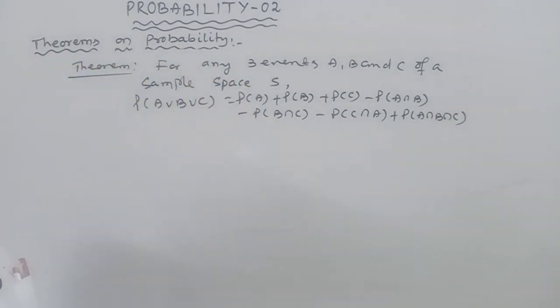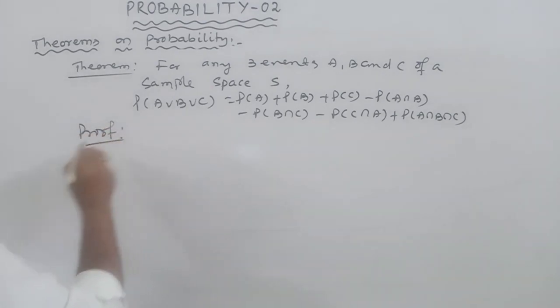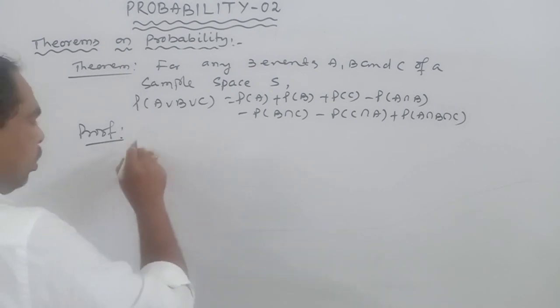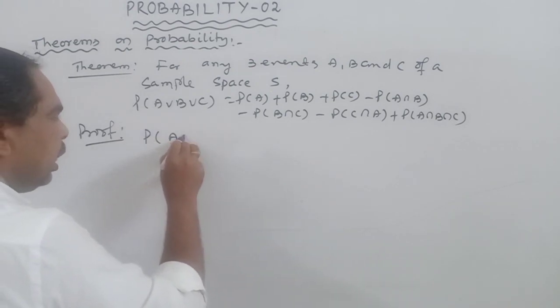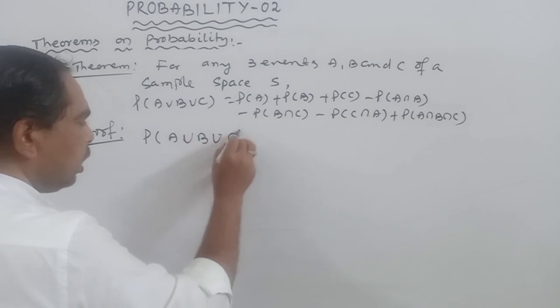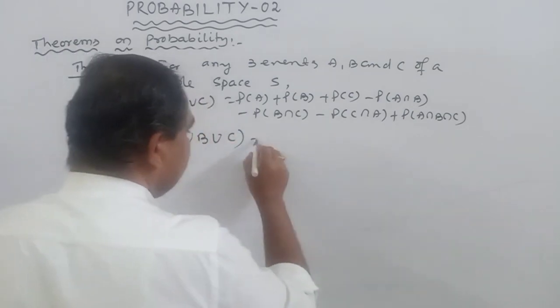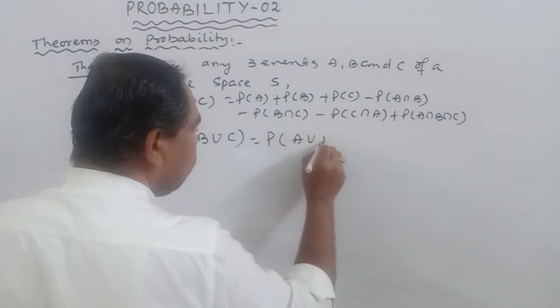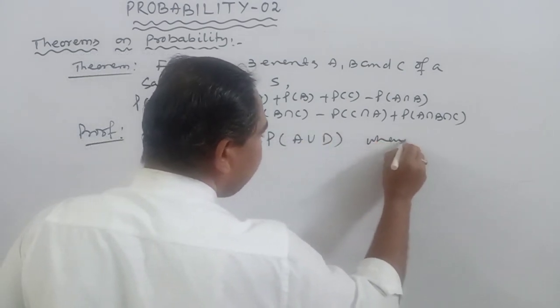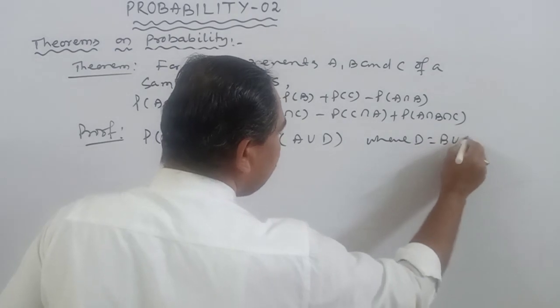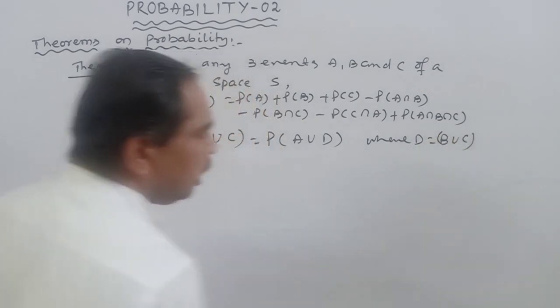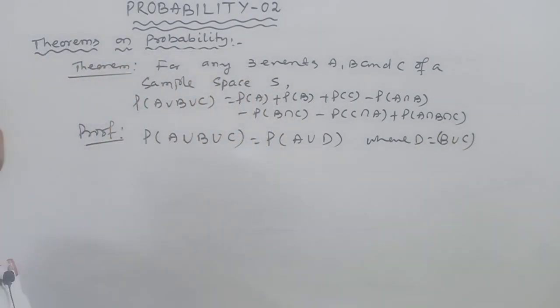Let us see how to prove this. Proof. Probability of A union B union C is equal to probability of A union D, where D is equal to B union C.